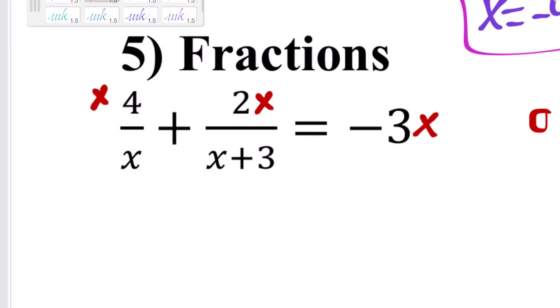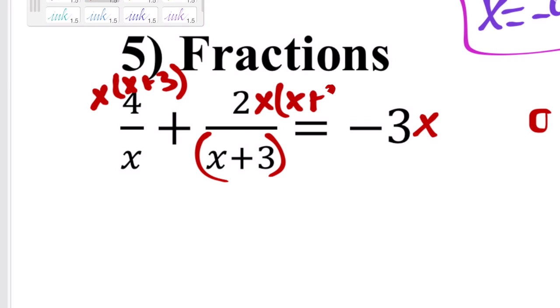The x is not going to cancel out this x plus 3, though. In order to cancel out an x plus 3, I have to multiply by an x plus 3. So I'm going to give everything an x plus 3 so that that cancels. So that would be my LCD, the x and the x plus 3. It's going to cancel everything out.